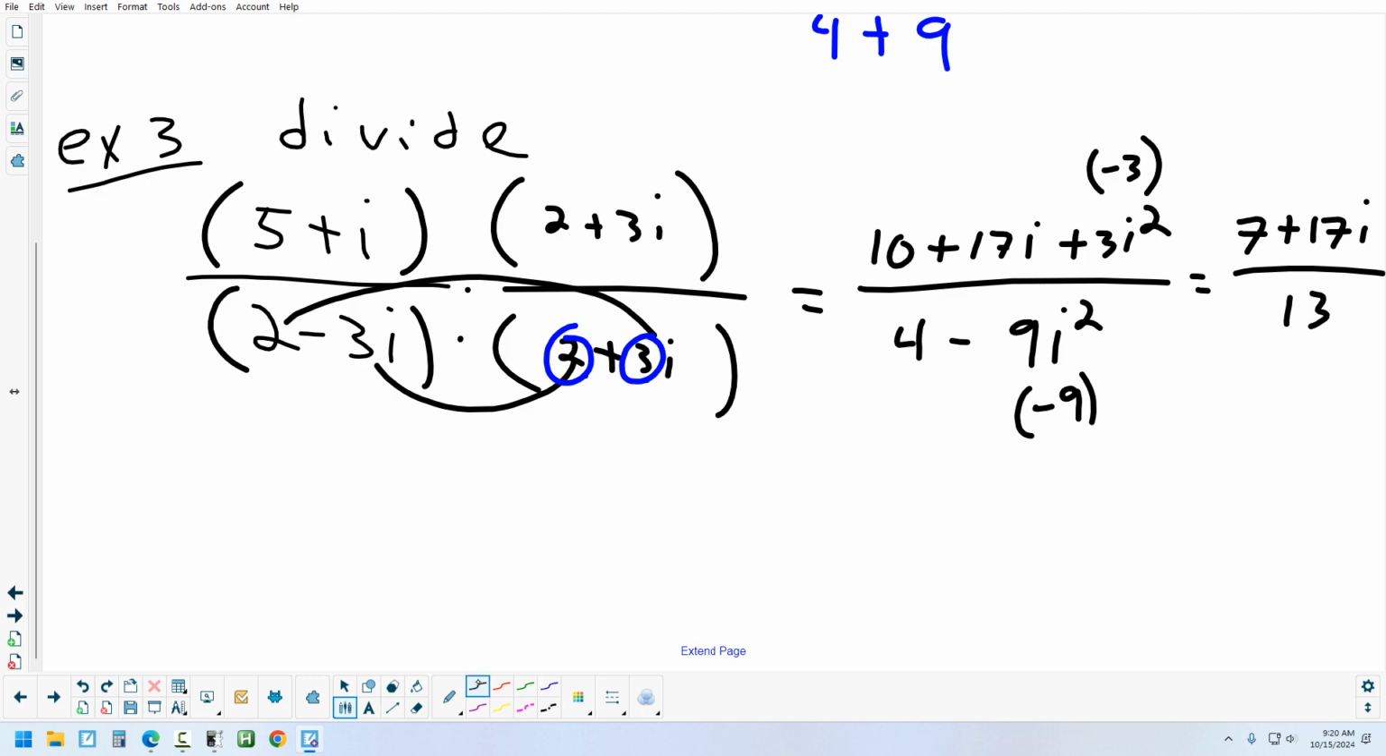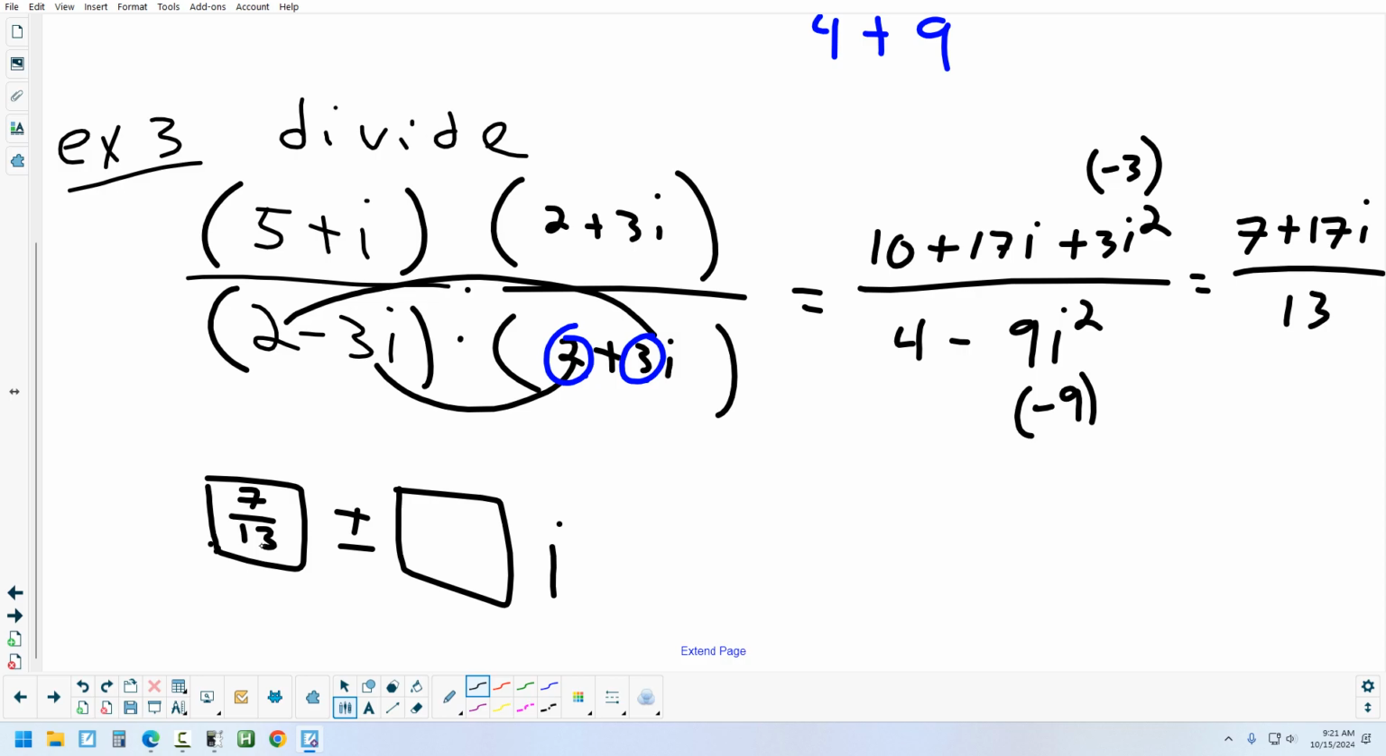Now that answer we have there, 7 plus 17i, that is not standard form. Standard form is you have a real part, could be a plus or a minus, and then an imaginary part with an i next to it. Not one big fraction like that. So if I was going to simplify this one, what would be my real part? What would go in this first box? Yep, 7 over 13.